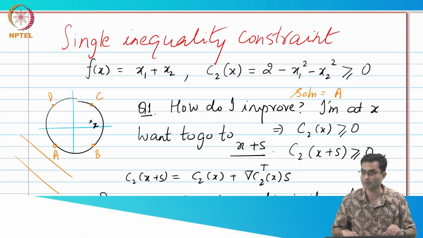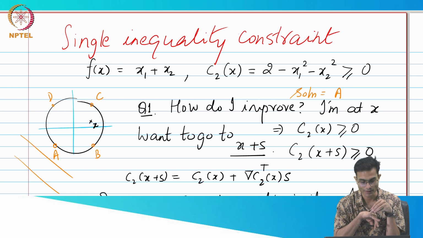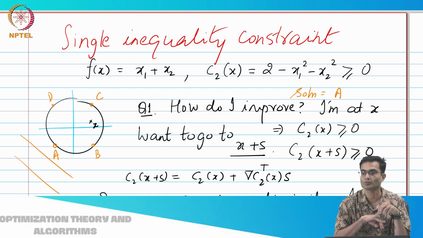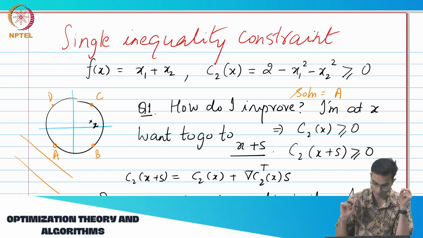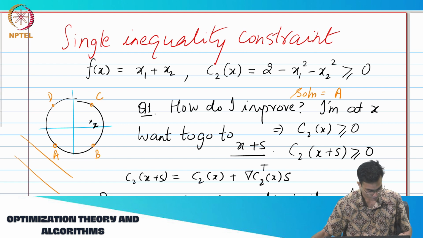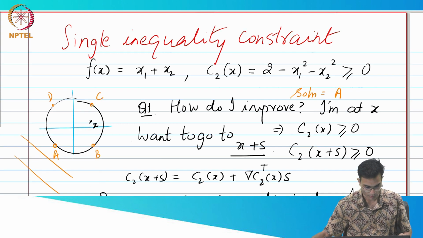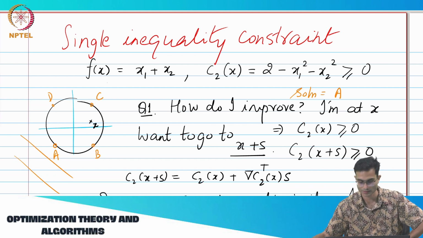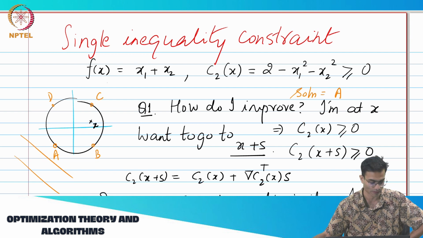So we are talking about constraint optimization. We have looked at a single equality constraint, and now we are looking at a single inequality constraint. Okay, so this is just from last time. In the single inequality constraint, the problem that we have is a simple objective function x1 plus x2, and the constraint is the interior of the circle.